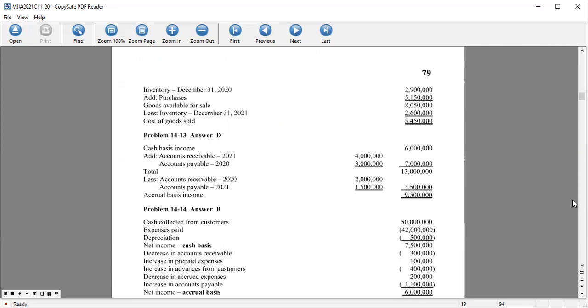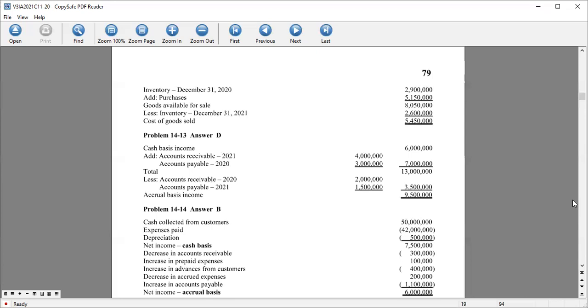Under accrual basis, what amount of income should be reported in the 2021 income statement? Now, we have the use of the accrual basis. The entity had 6 million in cash basis income for 2021, and it provided the following information at year end 2021 and 2020, or the beginning of the period. Under accrual basis, what amount of income should be reported in the 2021 income statement?